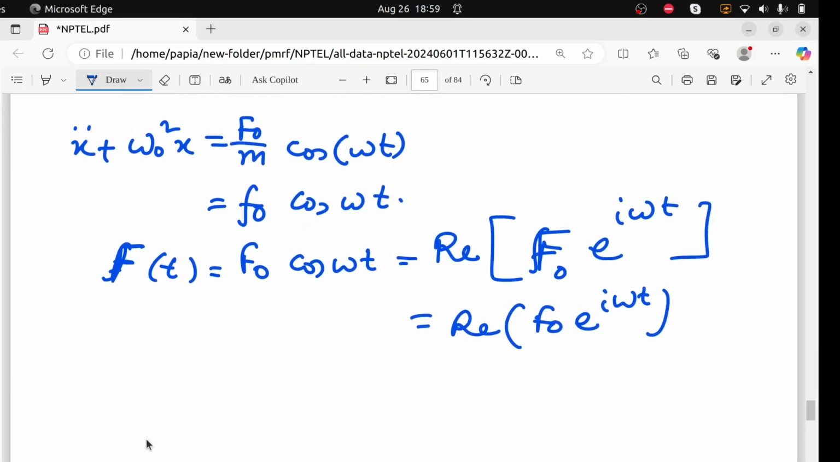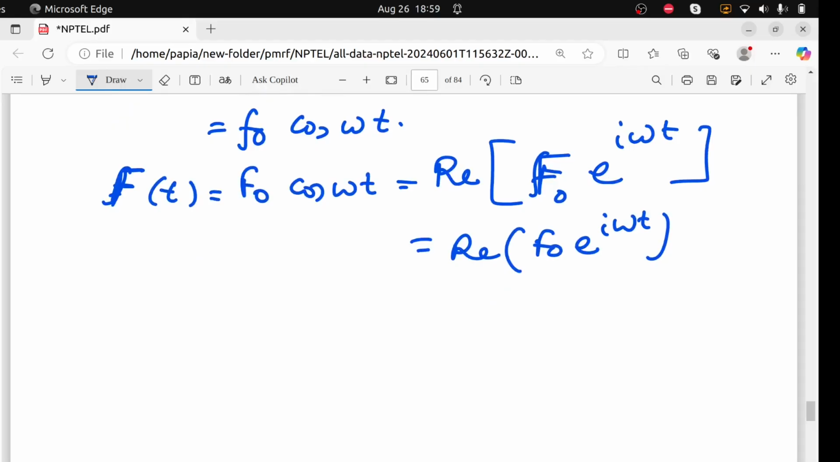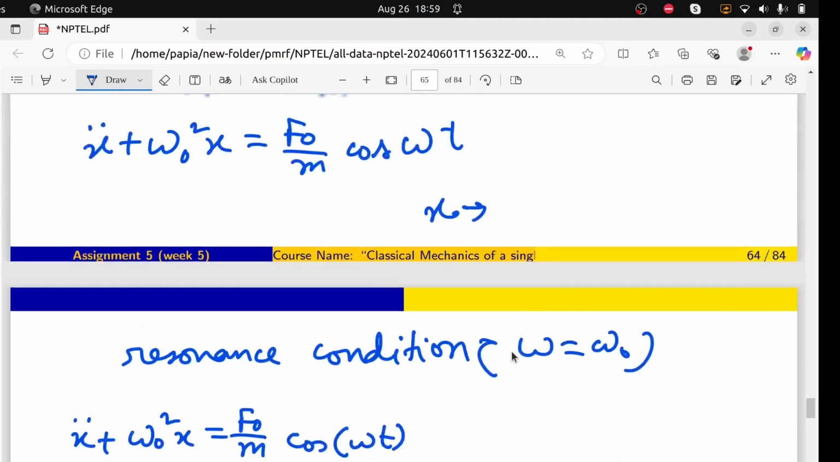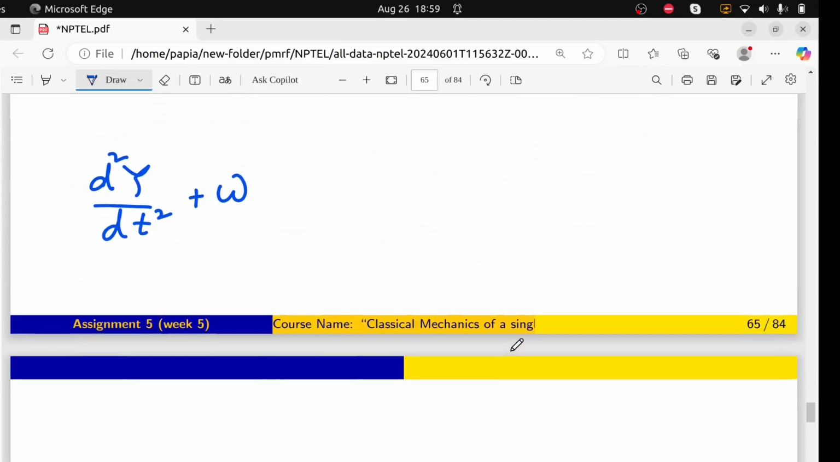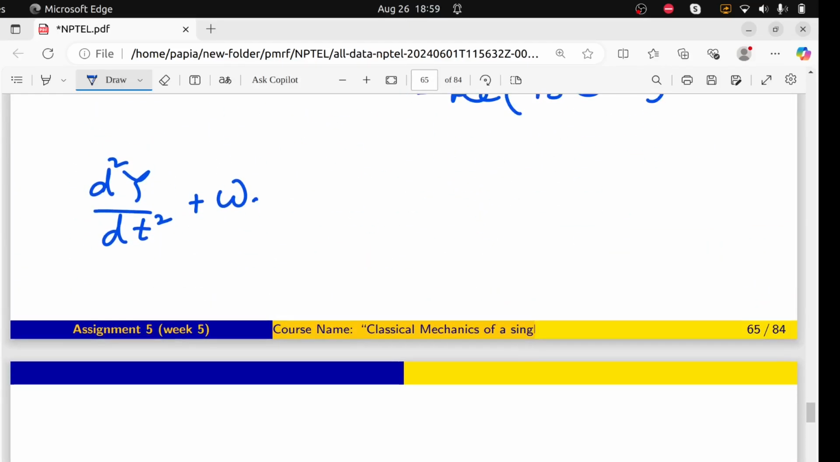Now this is the complex amplitude of the forcing, something like e to the power i omega t. Now I can also write the equation of motion as d2y/dt2 plus omega 0 square y equals f0 by m e to the power i omega t.